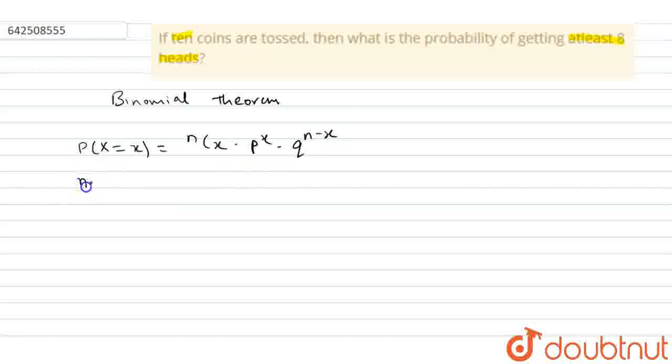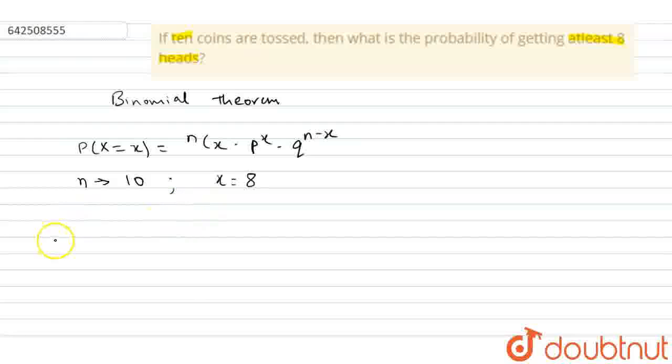My n is the total sample space, or the total number of times the thing is done. Over here 10 coins are tossed, so n is 10. Similarly over here x is 8, that is the number of heads for which we want to find the answer. So my value of x is 8, and p and q are the actual probabilities.